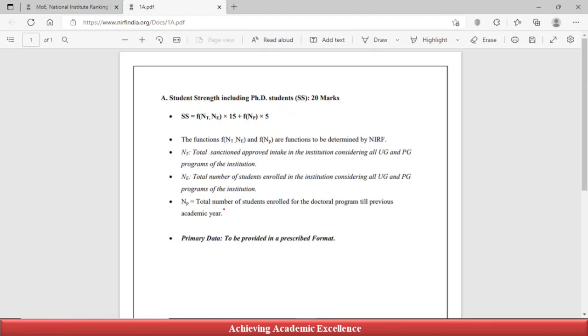Just see this NP, the total number of students enrolled for the doctoral program till the previous academic year. Here the functions f of NT comma NE and f of NP are the functions to be determined by NIRF. NT, NE. What is NT? Total sanctioned approved intake in the institution, considering all UG and PG programs of the institution. That's what we discussed, isn't it? This is about student strength.